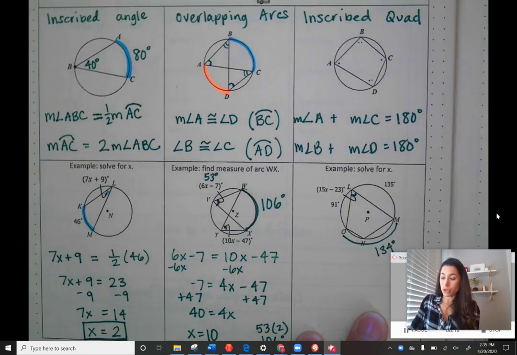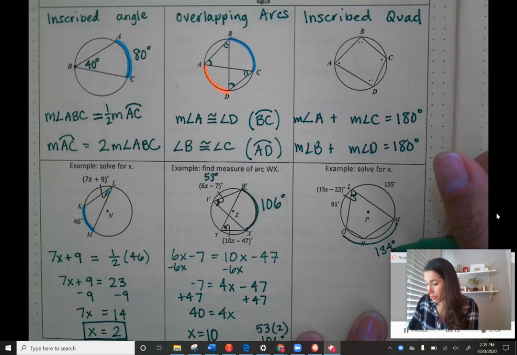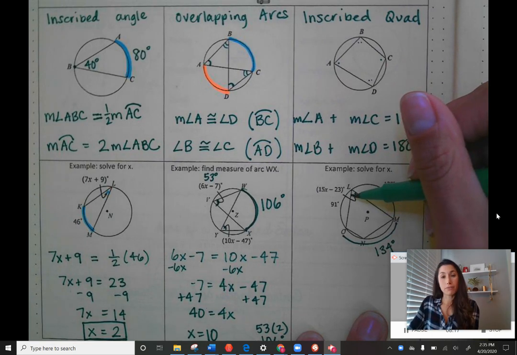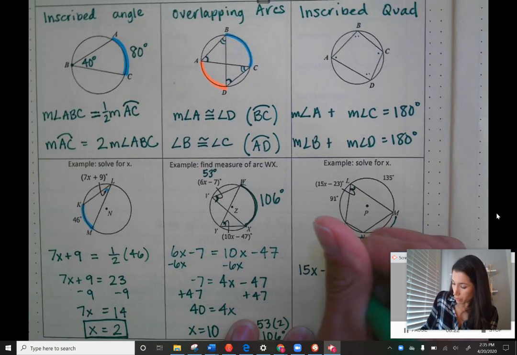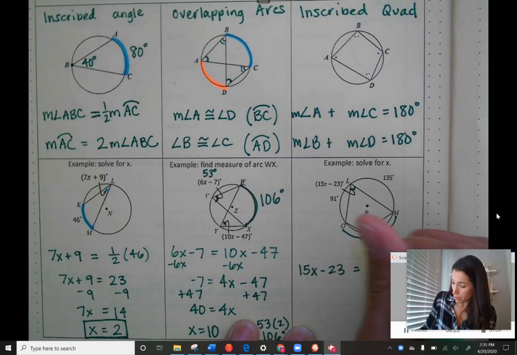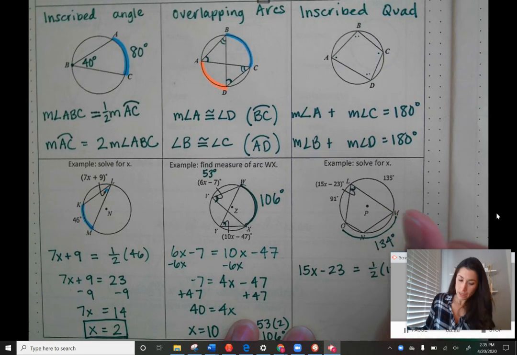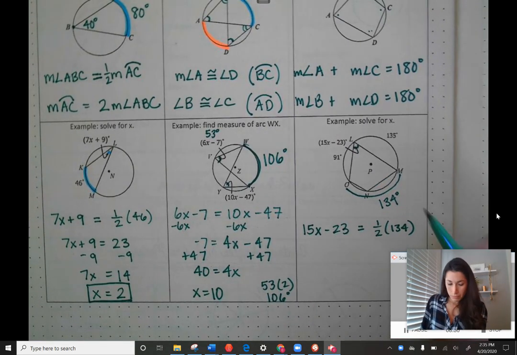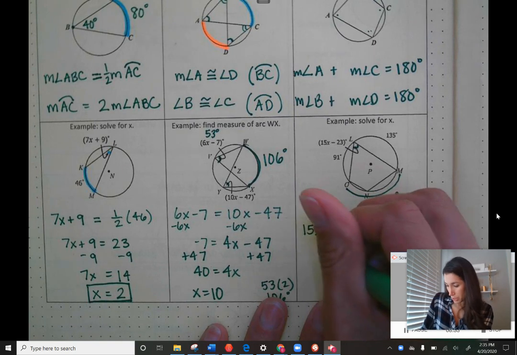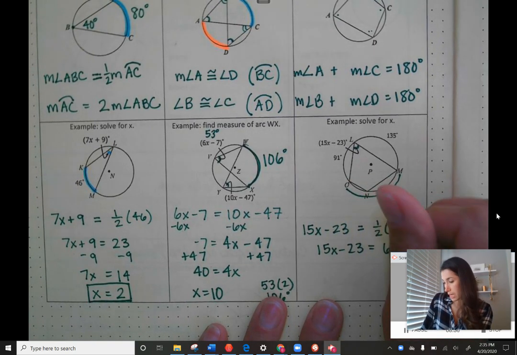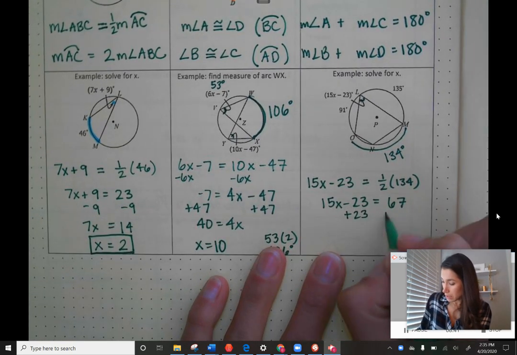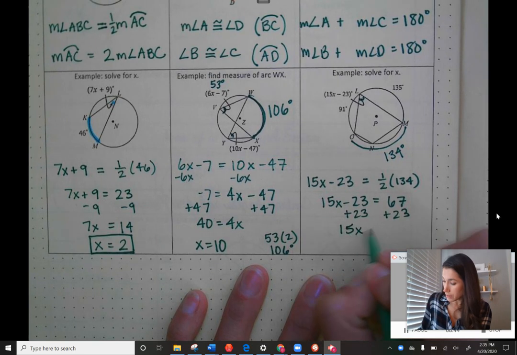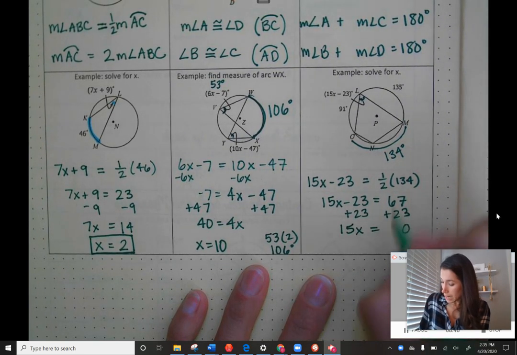And then this angle is inscribed to that. Okay, so 134, this angle measure will be half of 134. So we can then take 15x minus 23 and set it equal to half of 134. So from here, we can get 15x minus 23. Let's set that equal to 67. We can add 23 to both sides. So 15x is equal to 90, and then x is equal to 6.